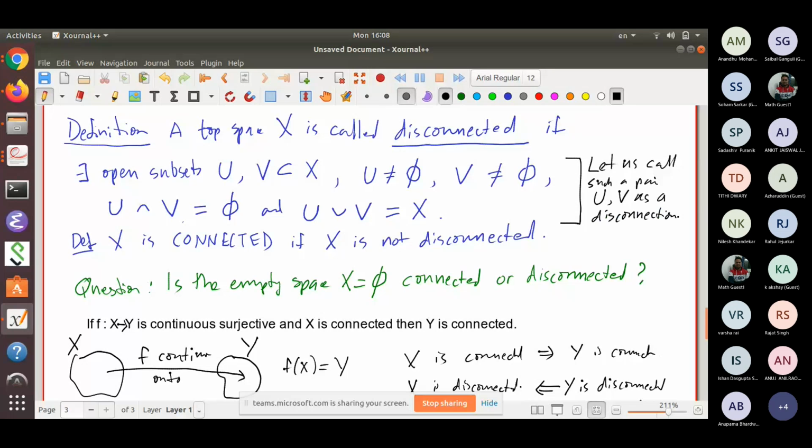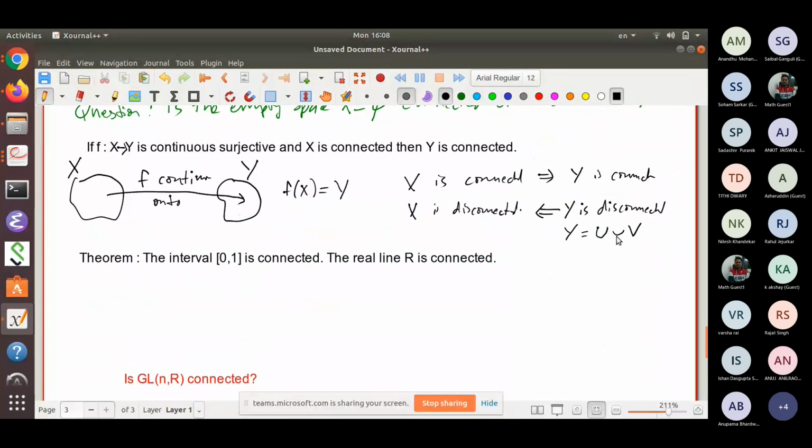Should we call it breaking up? I don't know, as a disconnection of X. So suppose this is a disconnection. So U is not empty, V is not empty, and U intersection V is empty. Then that will mean that f inverse U is non-empty. How do I know if f inverse U is non-empty?